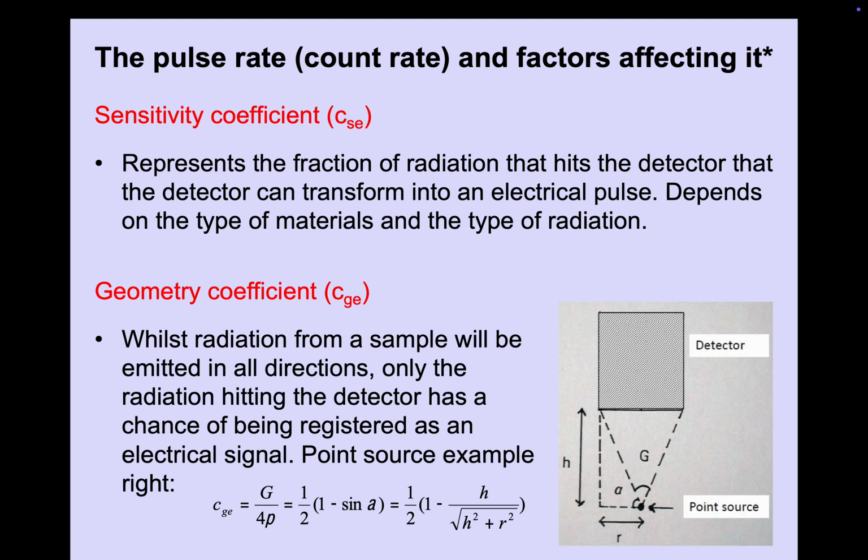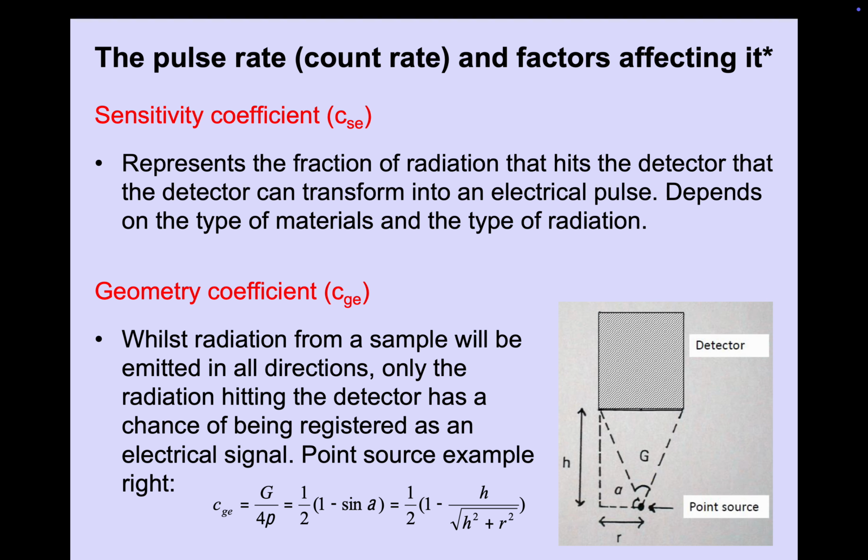The next thing that we have to consider with regards to the pulse rate, and that we have to make a correction for, is the geometry of the sample relative to the radiation detector. And we take care of this by considering the geometry coefficient, or C subscript GE for short. Now, the geometry coefficient is relevant for all types of radiation, and it's relevant in exactly the same manner.